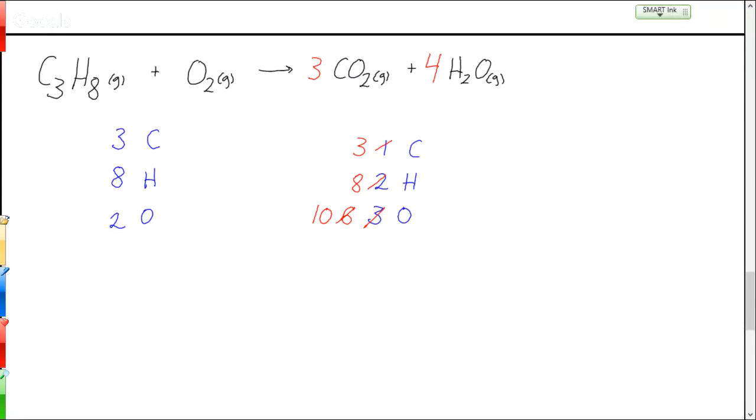So we're almost there. We've got the same number of carbon atoms on each side, same number of hydrogen atoms on each side. And now all we have to do is balance the oxygen atoms. So what number can we put in front of the O2 to get 10 total? 5.